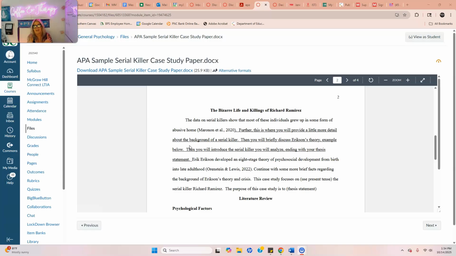Very important in APA. You want to cite when it's not your original idea or when it's not common knowledge. So if you were to say, the sky is blue, you don't have to cite that because that's common knowledge that the sky is blue. But when I say the data on serial killers show that most of these individuals grew up in some form of abusive home, well, how do I know that? I had to have gotten that somewhere. So Google Scholar is your friend. I would use Google Scholar, especially now when you're beginning APA.